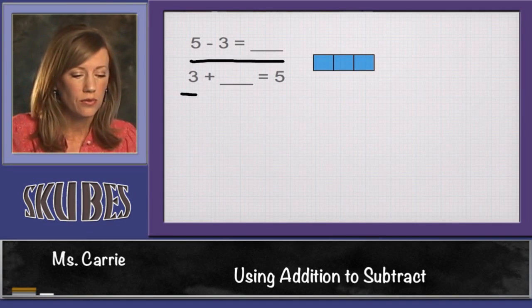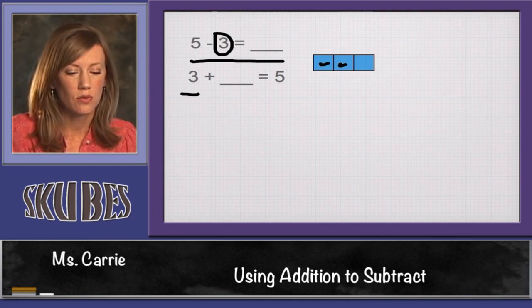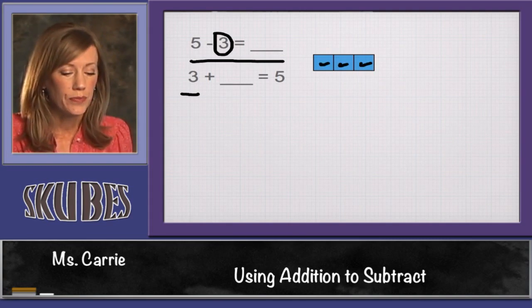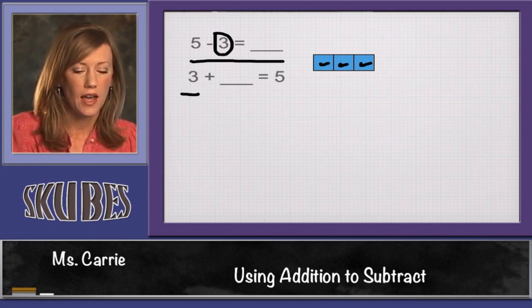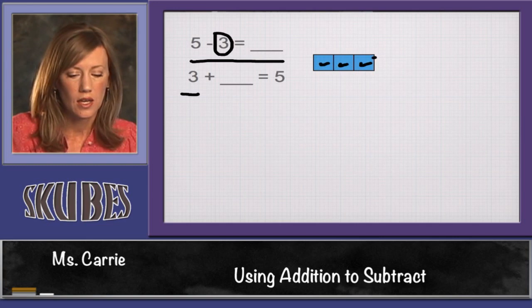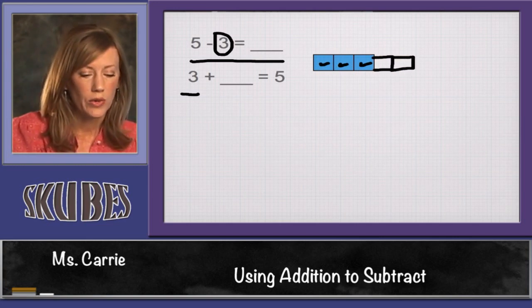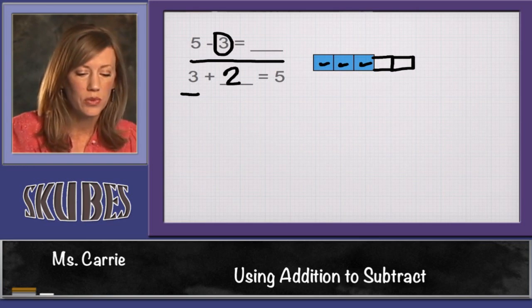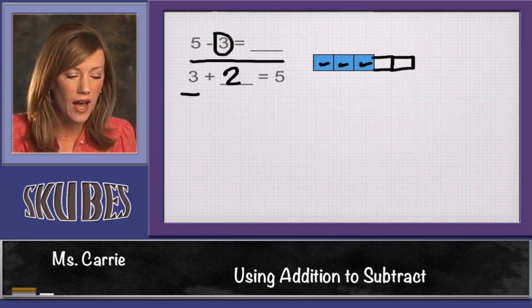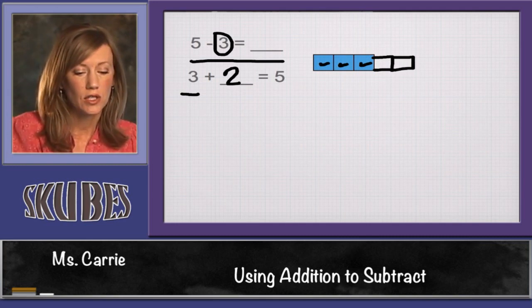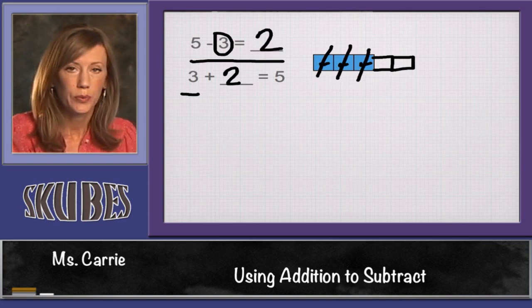If we start with the 3 that we had right here, and you can see these 3 boxes stand for the 3, we have to figure out how many more we would add to that 3 to get to 5. So we have 1, 2, 3, 4, 5. Well, we know that we had to add 2 more blocks to get 5 total. So if 3 plus 2 equals 5, then 5 minus 3, minus these 3, must equal 2.